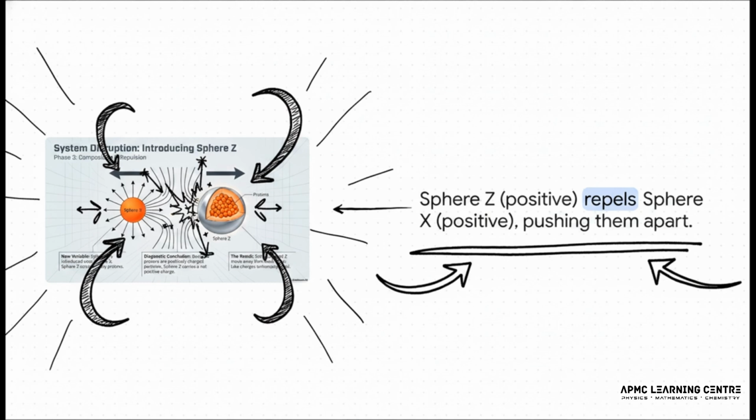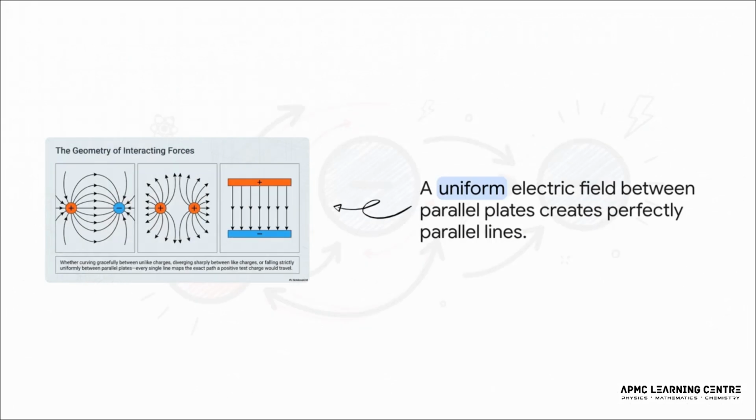Look at that. The field lines bend away from each other, like they can't stand to be near one another. They're showing this powerful repulsive force. And the result? The spheres are literally pushed apart. Just like our first rule said, like charges repel. It works.